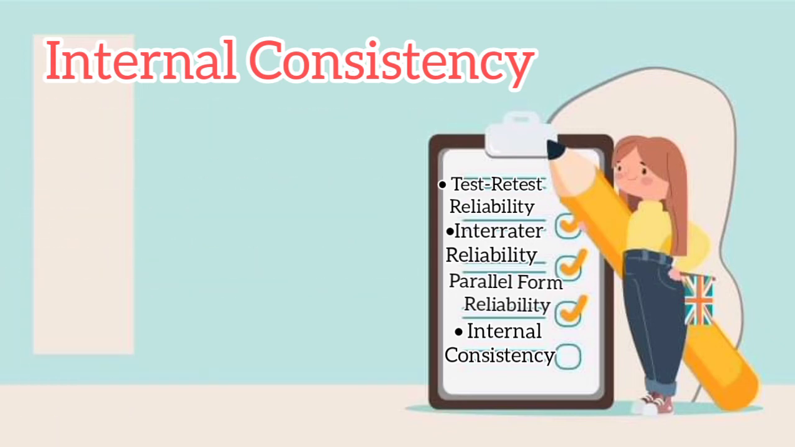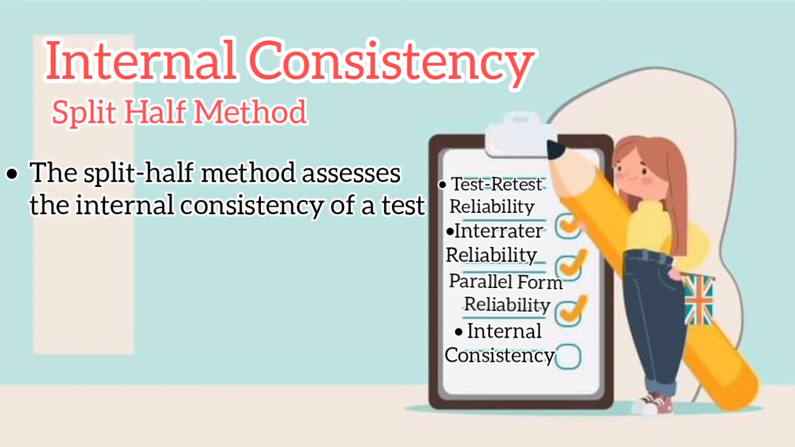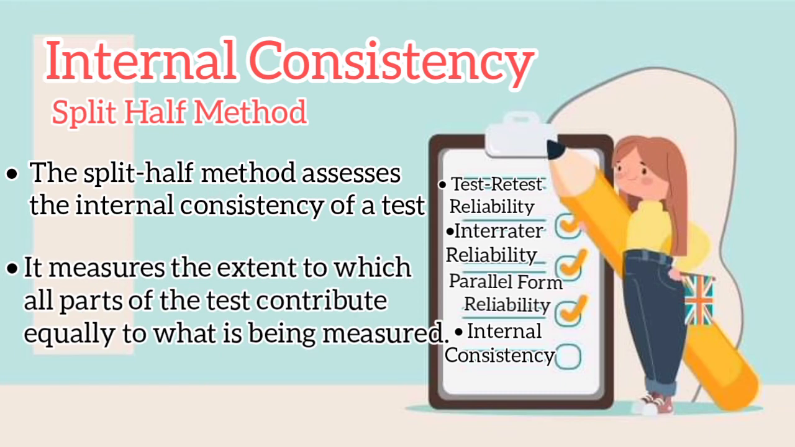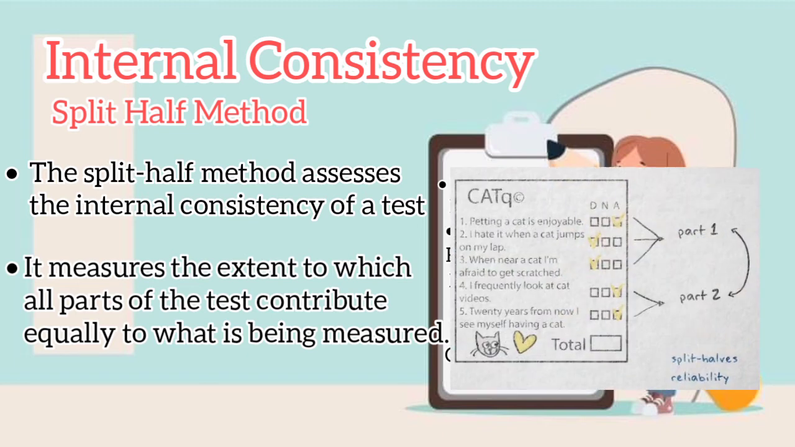Under internal consistency is the split half method. It assesses the internal consistency of a test, such as psychometric tests and questionnaires. There, it measures the extent to which all parts of the test contribute equally to what is being measured. This is done by comparing the results of one half of a test with the results from the other half.